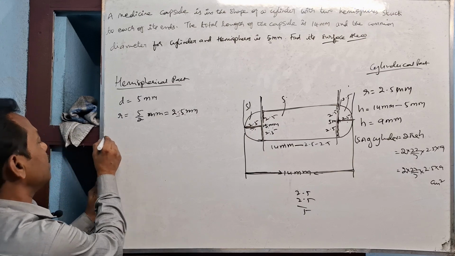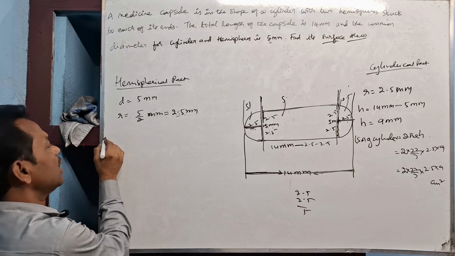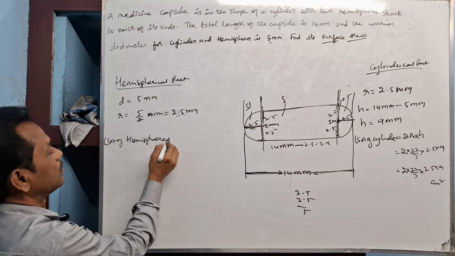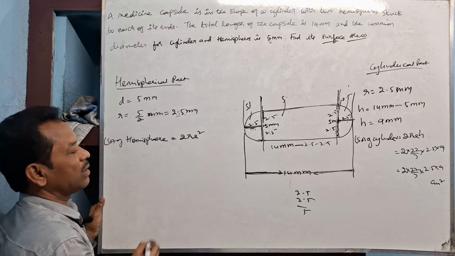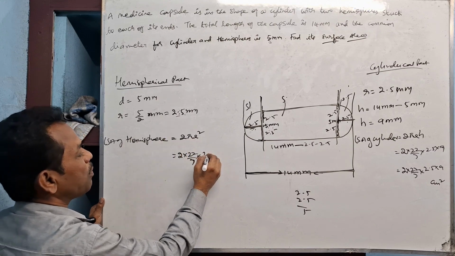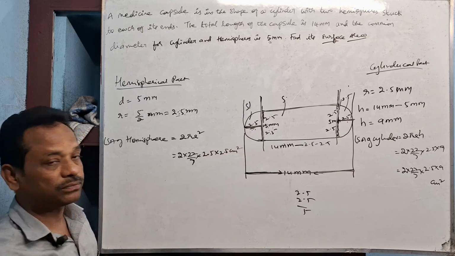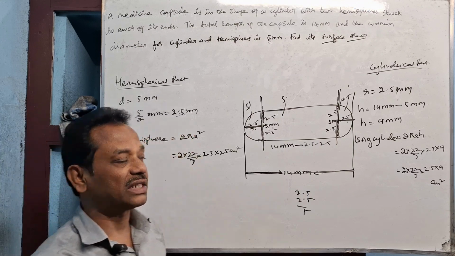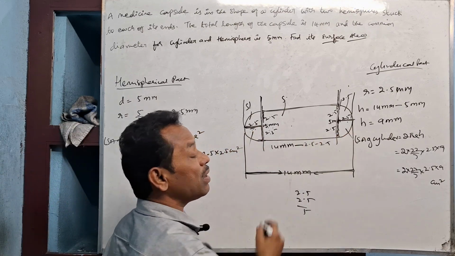Let me find the LSA of the hemisphere part. Bacho, what is the formula to find the LSA of a hemisphere? It is 2 pi r square. Let me put the values: 2 into 22 by 7 into r, which is 2.5. Since it is squared, I take 2.5 one more time, in centimeter square. No need of simplification here; let me do the simplification in the last step. So we know the LSA of the hemisphere and the LSA of the cylinder.